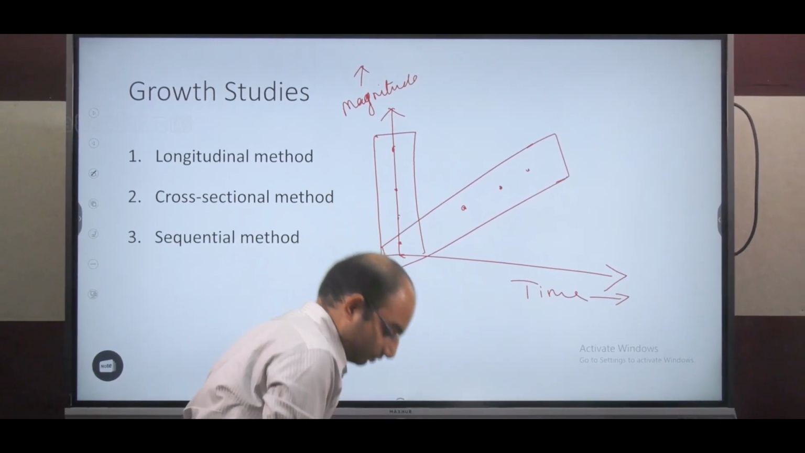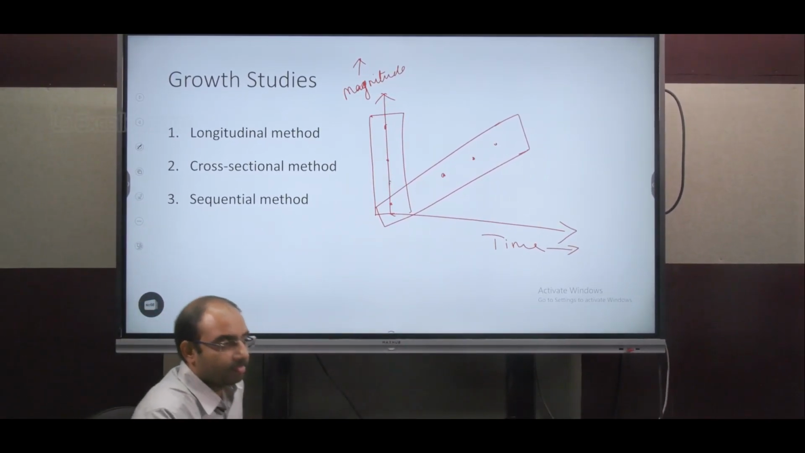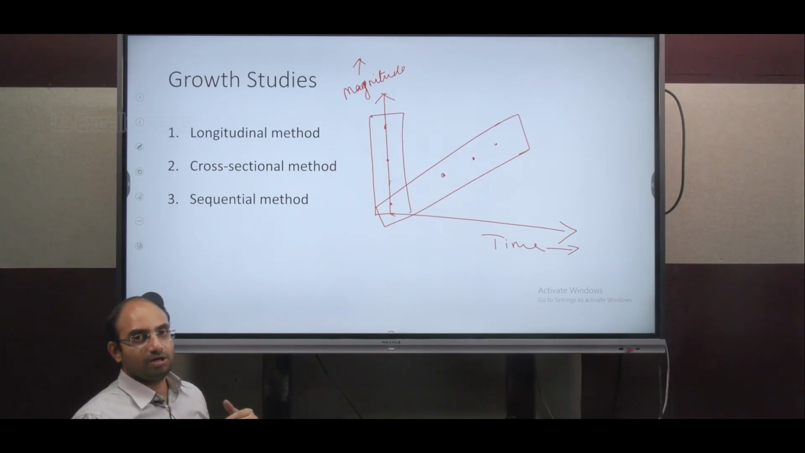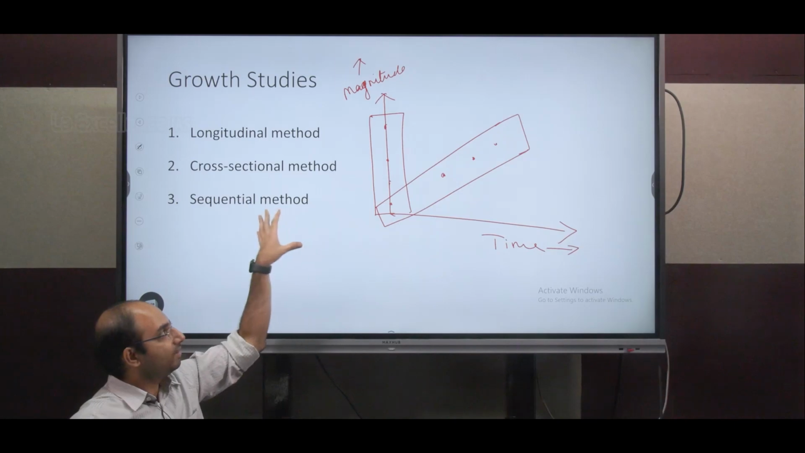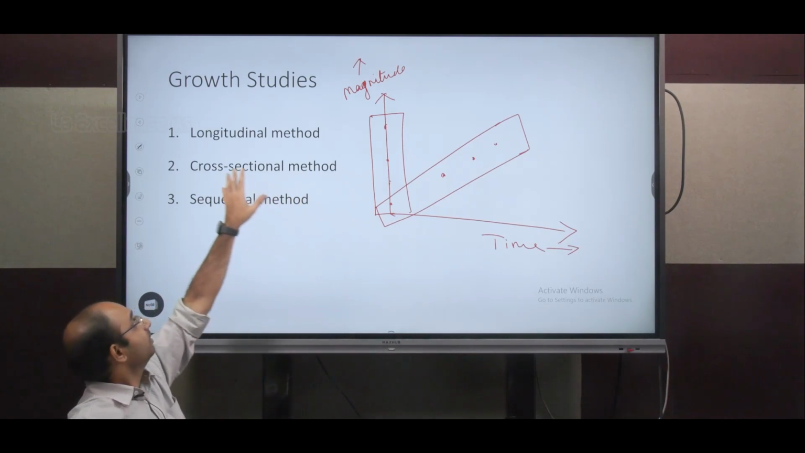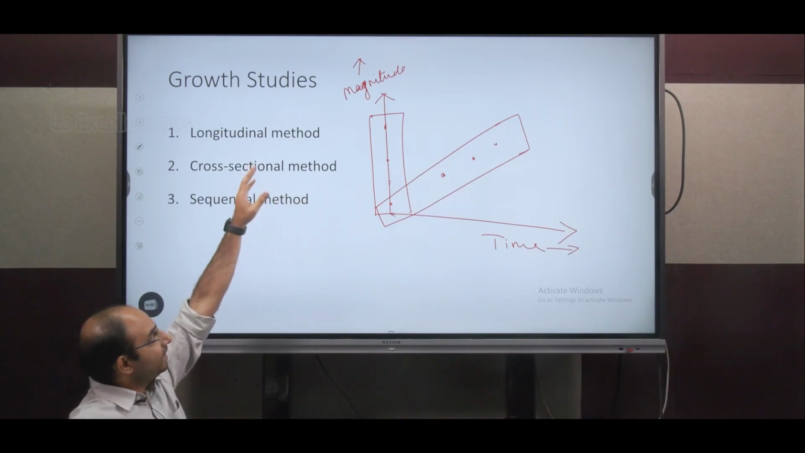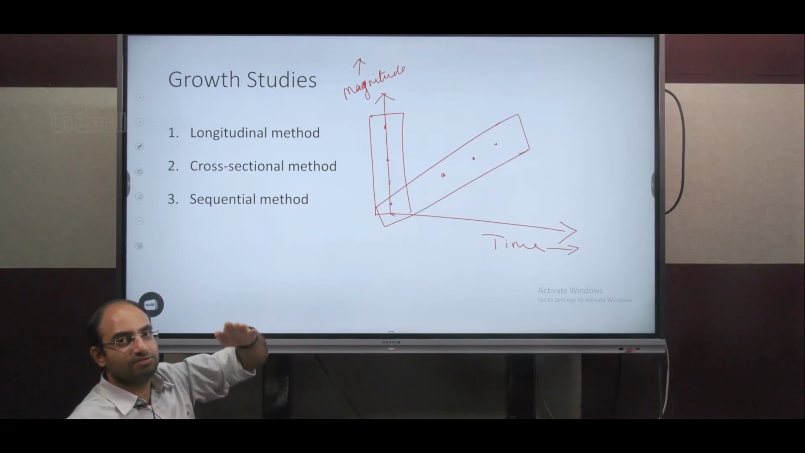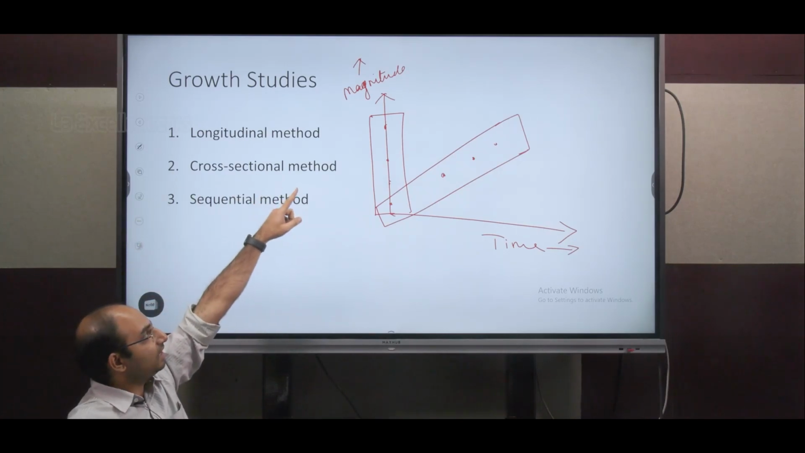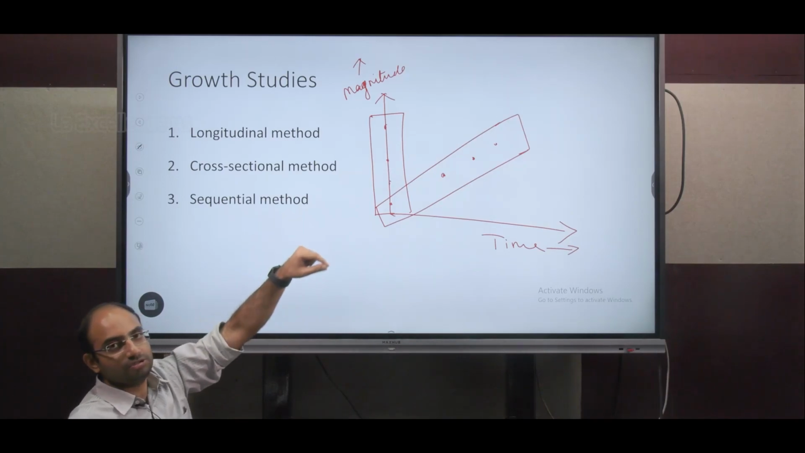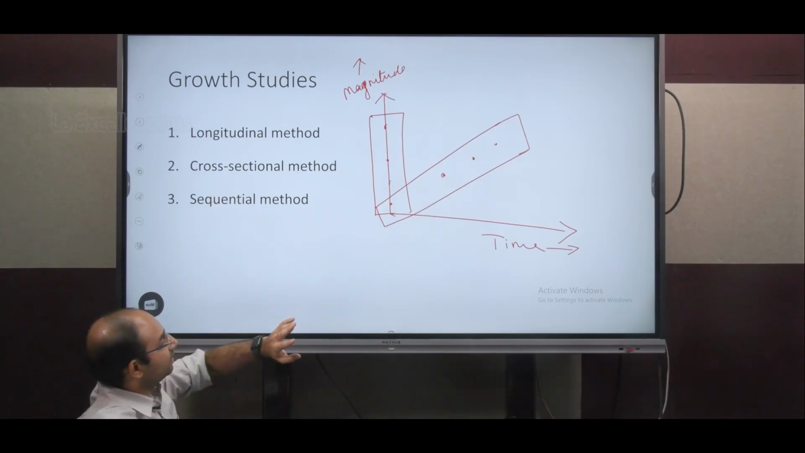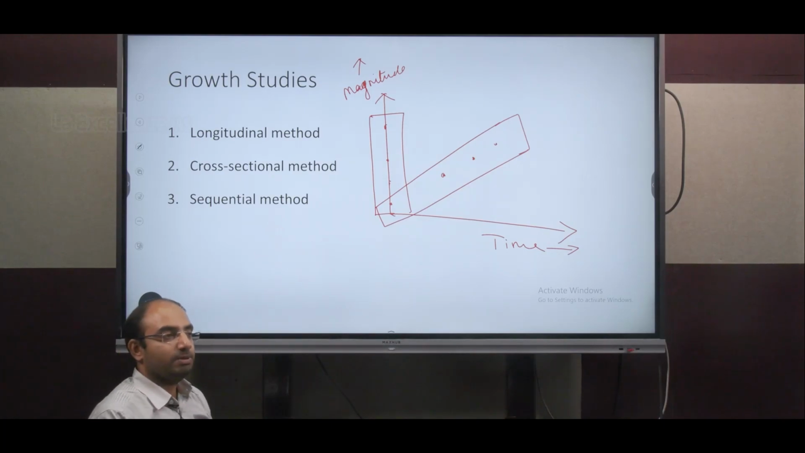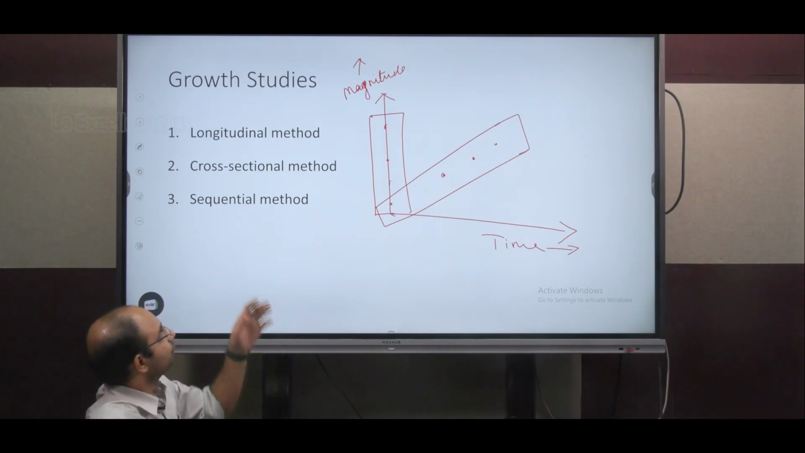In the longitudinal method, we take some people and measure them regularly over a long span of 15 years or so, and based on that we calculate growth data. In the cross-sectional method, we take people at a given point of time, like today, of different ages, 3, 5, 7, 8, 13, 15 and so on, calculate their heights, and based on that plot a curve. Then what is the sequential method? It is a mix of both. In the sequential method, you take people of a limited age range, that is 5 to 10 years, and then you travel with them for over 5 years and collect the data. So that is how you can explain each of them.